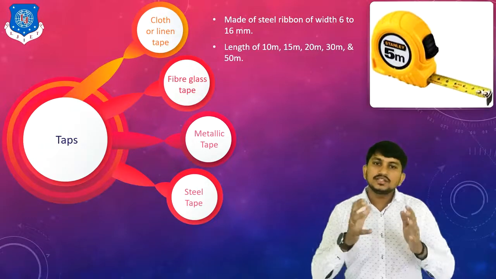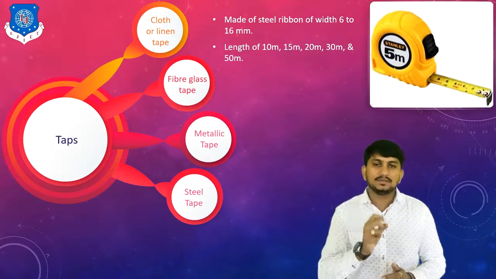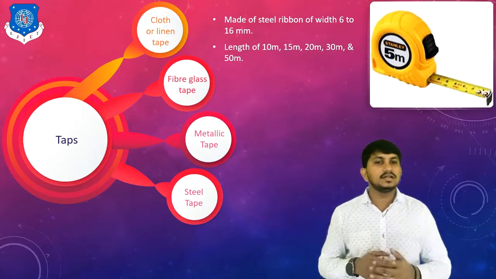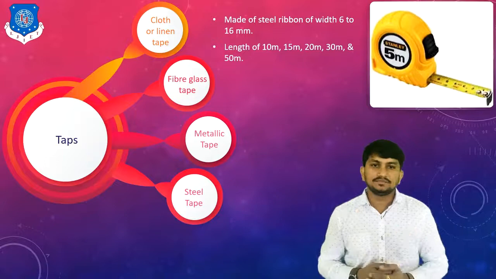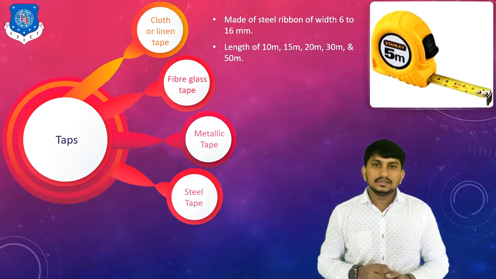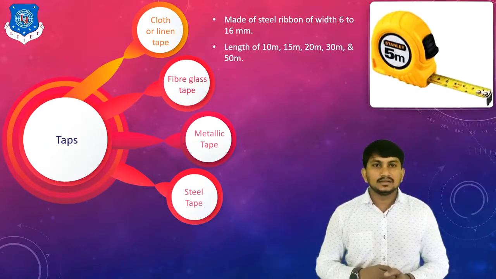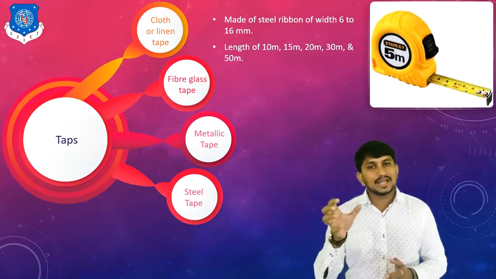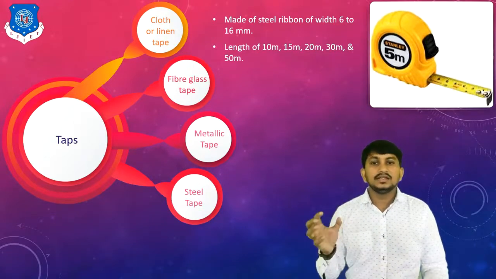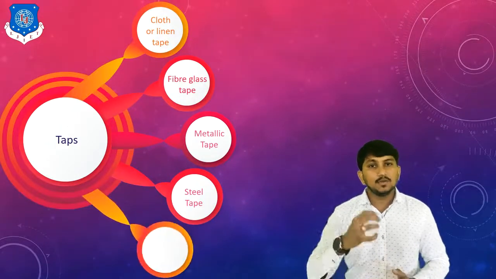Next type of tape is steel type of tape. It is made of steel ribbon having width of 6 to 16 mm. The length of the steel tape is about 10 meter, 15 meter, 20 meter, 30 meter and 50 meter. Its main advantage is that it is more durable compared to the above three tapes, and the corrosion of metallic tape is overcome by steel tape. So it is widely used tape.